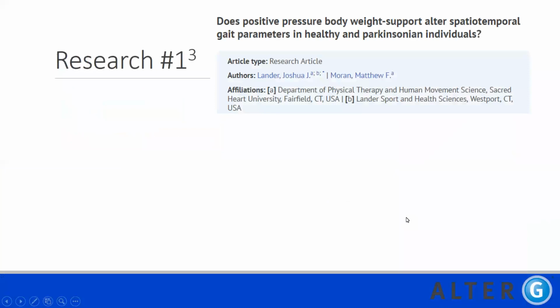All right, so the first study that I wanted to go through dealt with Parkinson's patients. This was actually done right at Sacred Heart University when I was there. I did help out with this study, more so setting up the patients than actually writing it. But the title, as you can see, is: Does positive pressure body weight support alter spatiotemporal gait parameters in healthy and Parkinsonian individuals? So, Parkinson's, let me just back up a little bit here.